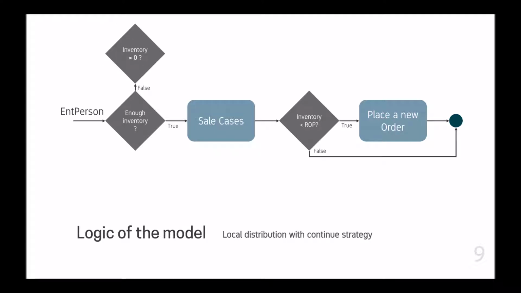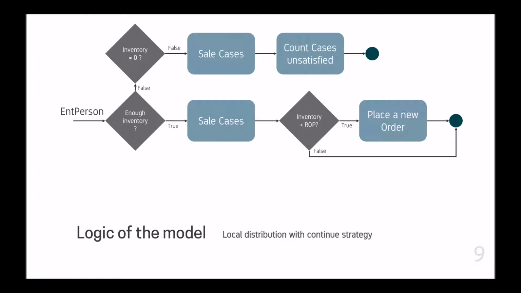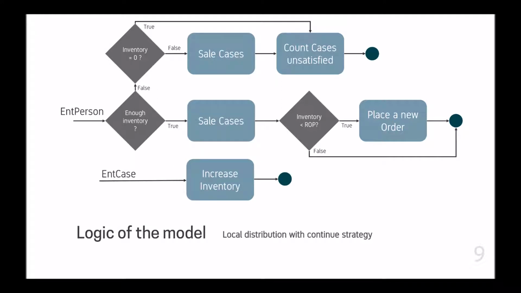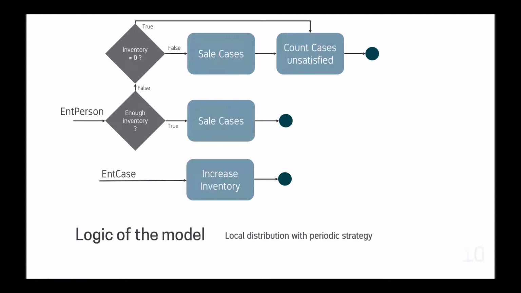In the other scenario, if there is not enough to fulfill the demand, but the inventory is different to zero, all the cases in existence are given to the customer and the unsatisfied cases are counted. But if the entity that enters the input node is a case, the inventory of the country increases. For the periodical strategy, the only thing that changes is this part, because the level of inventory is not checked every time a sale is made. Instead of this, there is a policy of checking it every certain day.